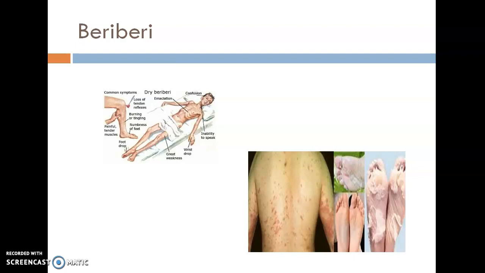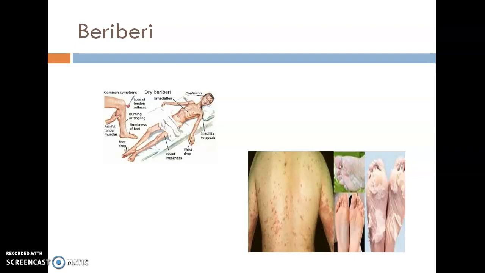Dry beriberi is characterized by progressive wasting and weakening of muscles, wrist drop and foot drop, and difficulty in standing and walking. Death is mostly sure if effective treatment is not taken. There will be cerebral disorders called cerebral beriberi.